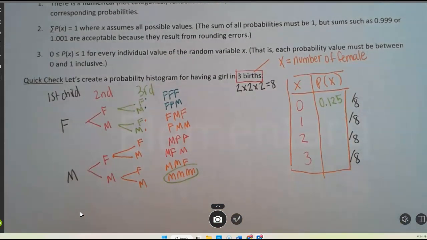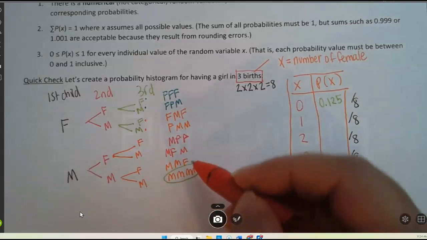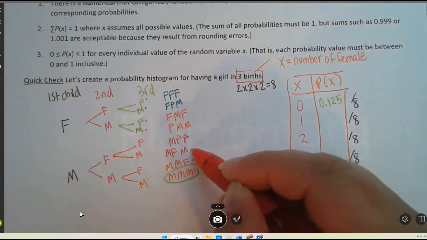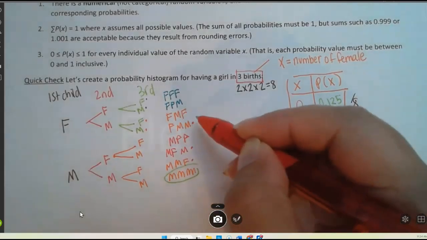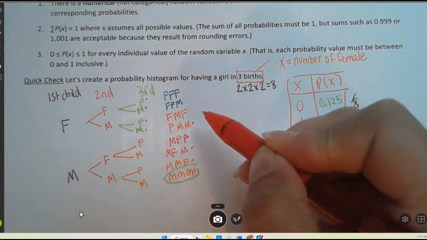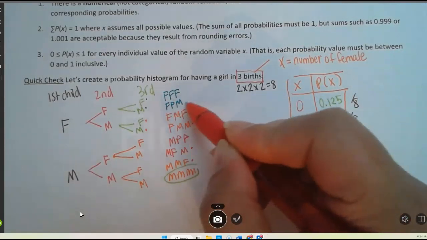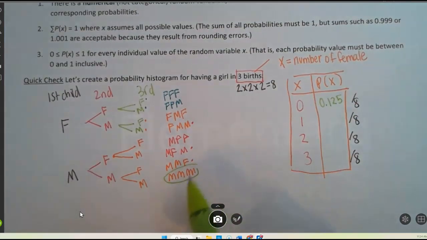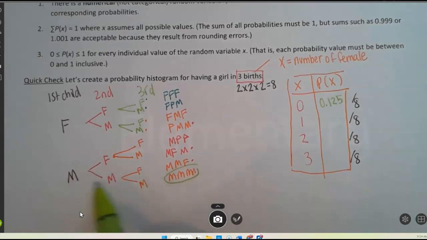All right. And then let's look at the families that only had 1 girl. So 1 female. That would be this one here. This only had 1 female. That had 2 females. This one only had 1 female. And then this one had 2 females, this one had 2 females, and that one had all females. So when I found the one that was all male and there was only 1, that made sense, because as you're branching it out, there's only 1 that has all M's.